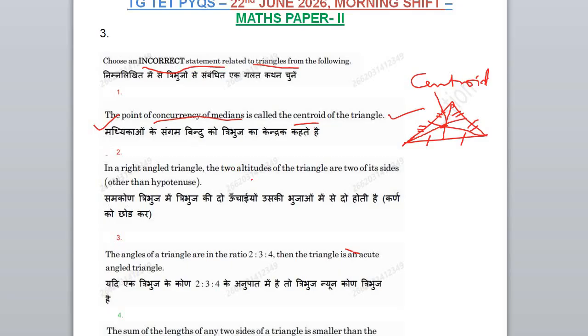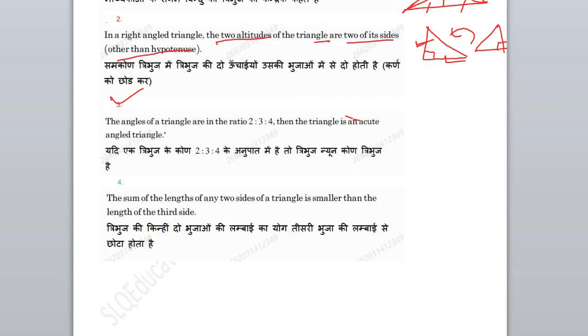Then third one: in a right angle triangle, two altitudes of a triangle are the two sides other than the hypotenuse. So if you take any right angle triangle, suppose this is 90 degrees. This is one altitude, and this is another altitude. If you turn this and put it this way, this is another altitude. So this is also a true statement. So the third one is also true. So first one true, second one true. Now let us come to the third one.